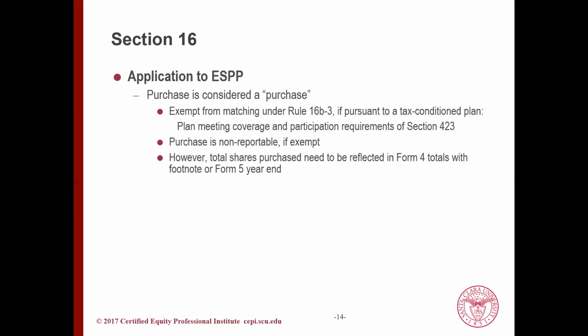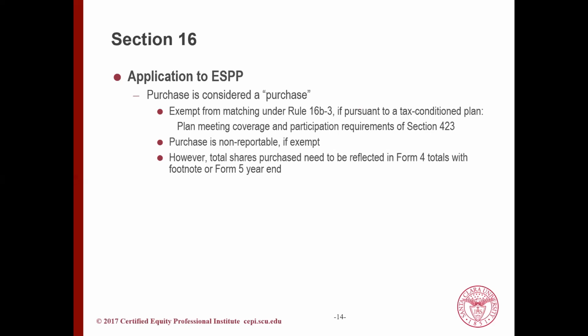And then ESPP, this is always my favorite kind of fun trivia thing. The purchase is considered a purchase, but it's exempt from the matching rules under Section 16b-3 if pursuant to a tax-qualified plan. So if you have a Section 423 ESPP, the purchases are exempt from the matching rules. The purchase is not reportable if it's exempt also. However, the total shares purchased need to be reflected on the next Form 4 totals with a footnote, or Form 5 by year end. So this is the funny one.